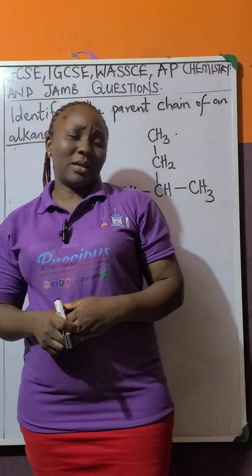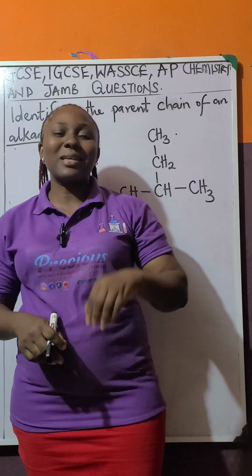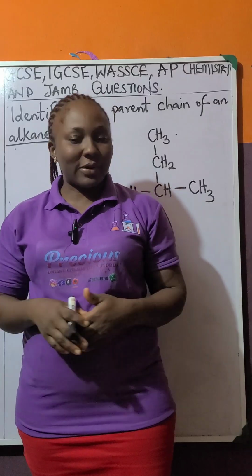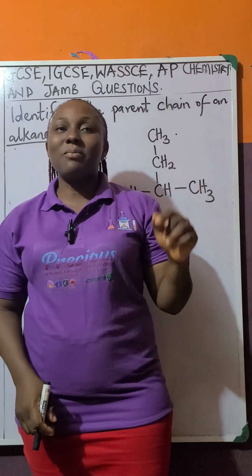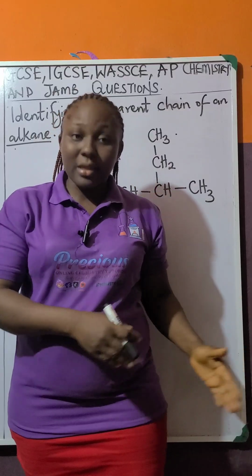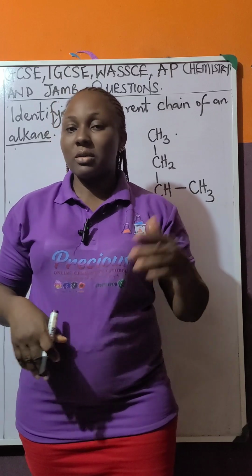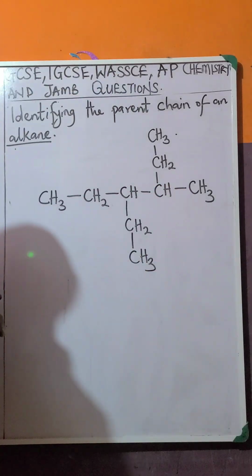I observed that students face challenges identifying the parent chain. And when you cannot identify the parent chain, how can you name an organic compound? So we are going to start by identifying the parent chain of an alkane. Then we can proceed to other functional groups or homologous series. Let's go.